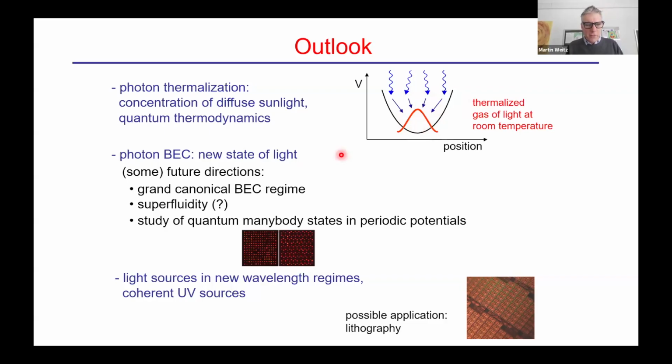Next, I would argue that photon Bose-Einstein condensates are a new state of the light field, and some future directions are to look into the grand canonical regime in more detail to check for superfluidity. So we know it's a Bose-Einstein condensate, but there's no evidence for superfluidity so far. And next, it would be very interesting to study quantum many-body states in periodic potentials in more detail.